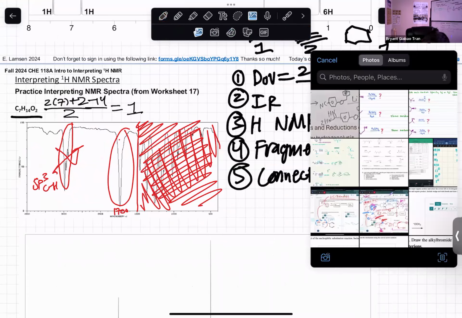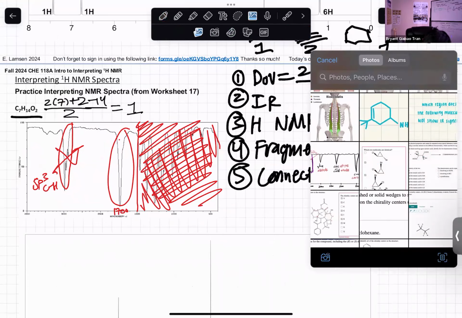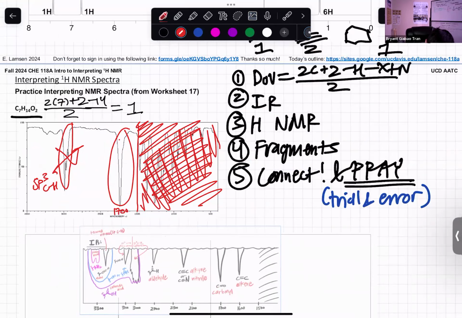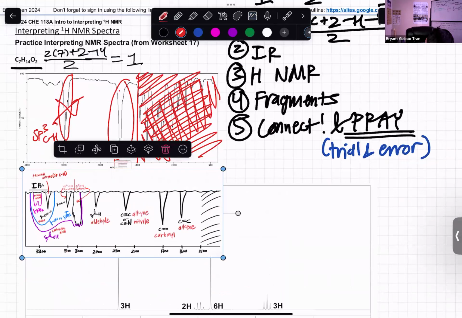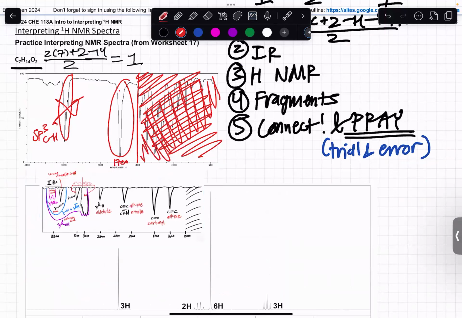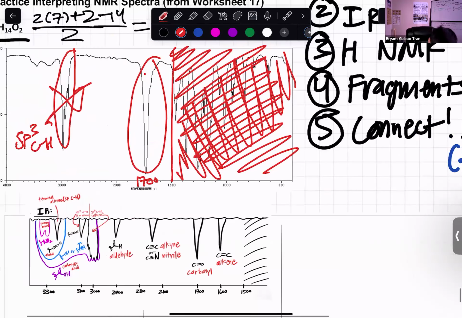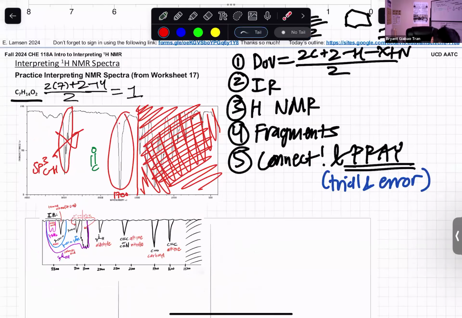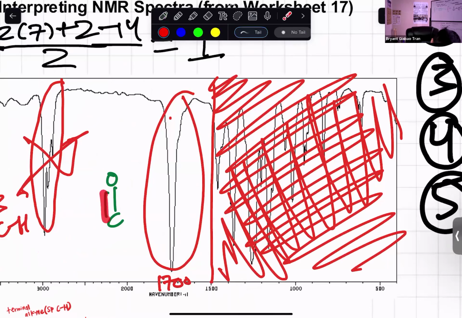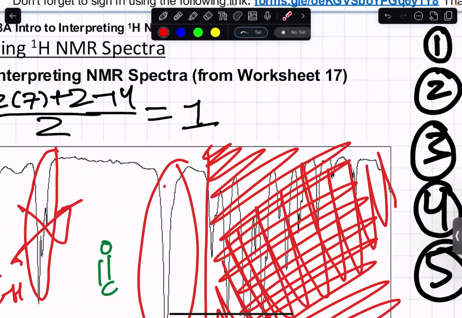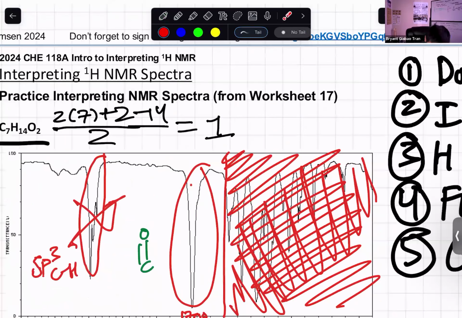Let's see if I have the IR chart here. Over here. There we go. Carbonyl. Yep, carbonyl. Carbon double bond oxygen. So we see a double bond right here. That double bond is going to account for our 1 degree of unsaturation. Right, so we have a carbonyl somewhere in our molecule.